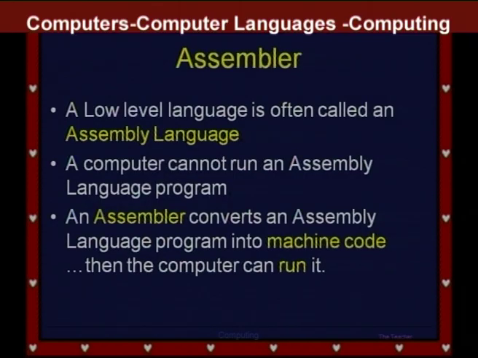Low level language is often called assembly language. A computer can convert all low level languages to machine language using this assembler. Using this assembler we can convert all assembly language into machine code. So it's a converter. Assembler is a converter, and this converter is used to convert all assembly level language to machine code.